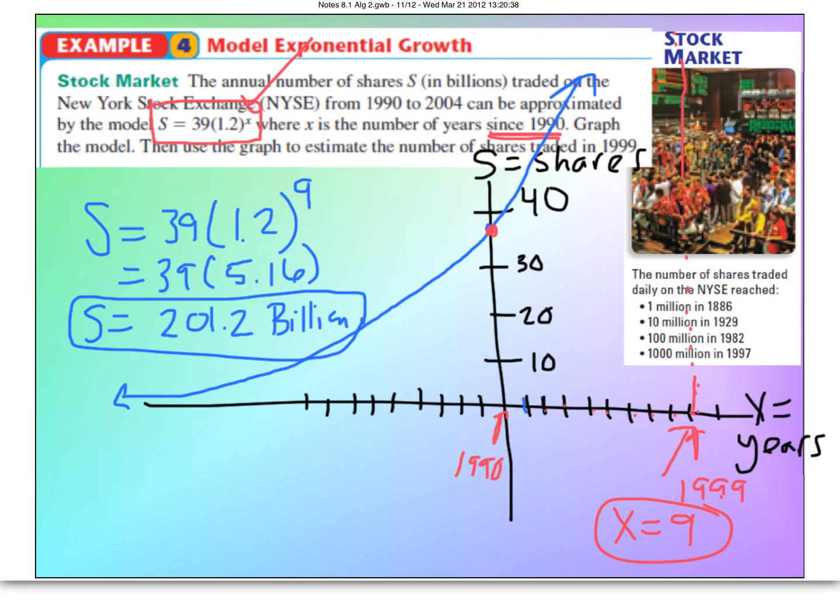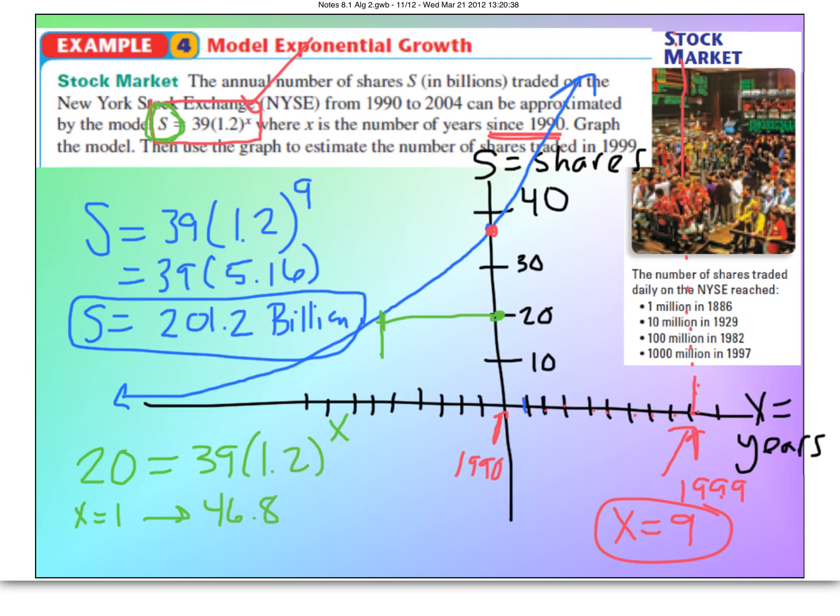Now let's look at the problem reversed. What if I said, in what year will there be 20 billion shares of stock? You could try looking at the graph, find 20 billion shares of stock, and go over and see where it is on the graph. Or the easier way to do it is to put the 20 billion shares in for S and do a guess and check method. I'll show you. If you put 20 and you put 39 times 1.2 to some x power, what if you try x is 1? If x is 1, you're going to get 46.8, which means it's way too high.